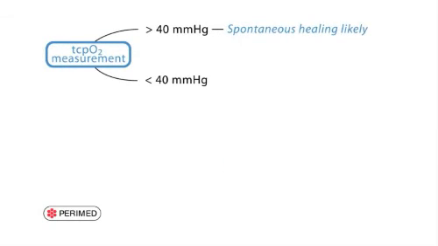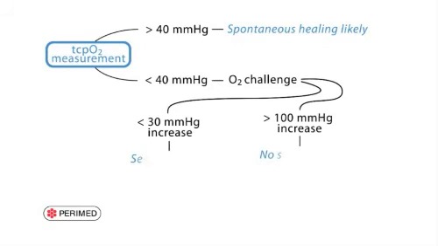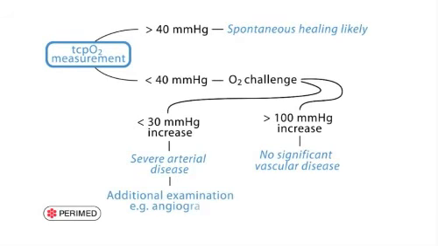That is to say, you first perform a TCPO2 study to determine if a patient is likely to heal spontaneously. If their values are low, you would then perform a normobaric oxygen challenge. A poor response may indicate the patient has significant arterial disease, and your next step would be to order a more definitive test of the anatomy, like an angiogram.